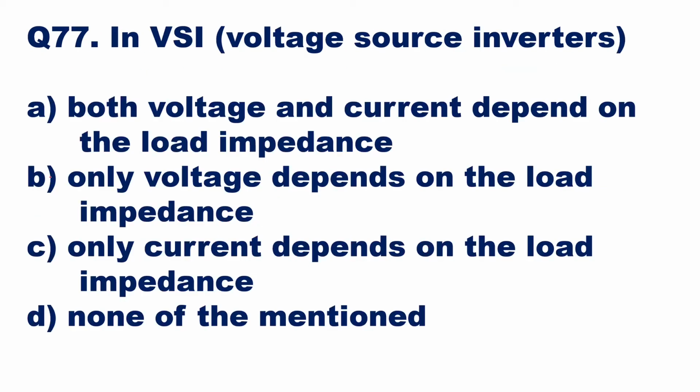In VSI, voltage source inverters, both voltage and current depend on the load impedance. Only voltage depends on the load impedance. Only current depends on the load impedance. None of the above mentioned. So if you remember the definition of voltage source inverter, it is fed from a constant DC source of negligible impedance. Okay, now in that case, only current depends on the load impedance. Because it has a constant DC source, it will be only current which depends on the load impedance. So option C will be the right answer here.